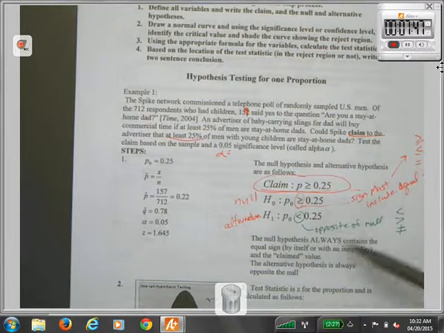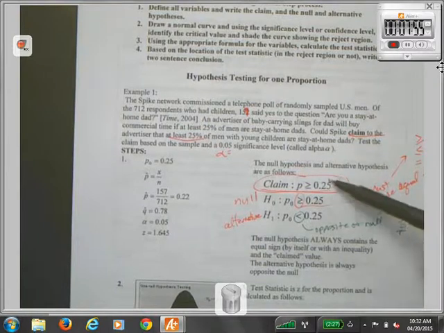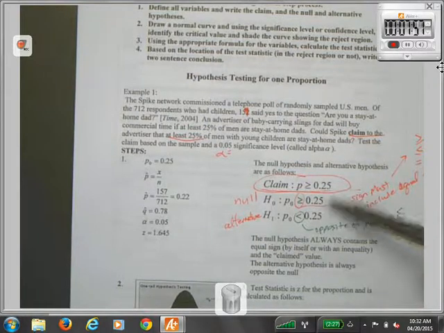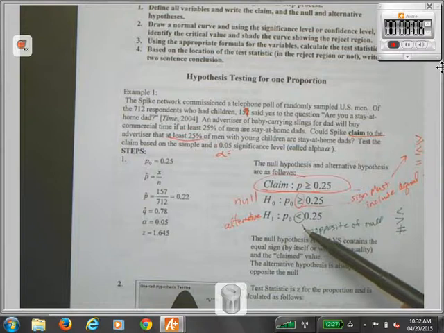The null hypothesis always contains the equal sign, either by itself or with an inequality, and the claimed value. So the 25% is in both. The alternative hypothesis is always the opposite of the null. And by opposite, I just mean the inequality sign. Okay, the inequality sign is the opposite.